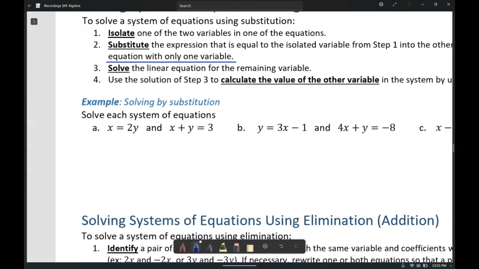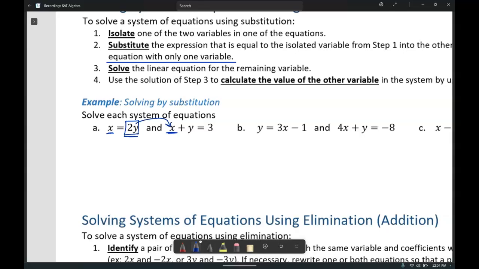Substitution works best when we have a variable that's already isolated or easy to get isolated. When we look at our first system here, we see that x is already by itself and that it equals 2y. In order for a point to be a solution to the system, the x and the y values have to be the same in both equations. Well, if x in our first equation equals 2y, x in the second equation also has to equal 2y, and that's where the substitution comes in. We can replace the x in the second equation with 2y, and so we substitute, and then from here we just solve.